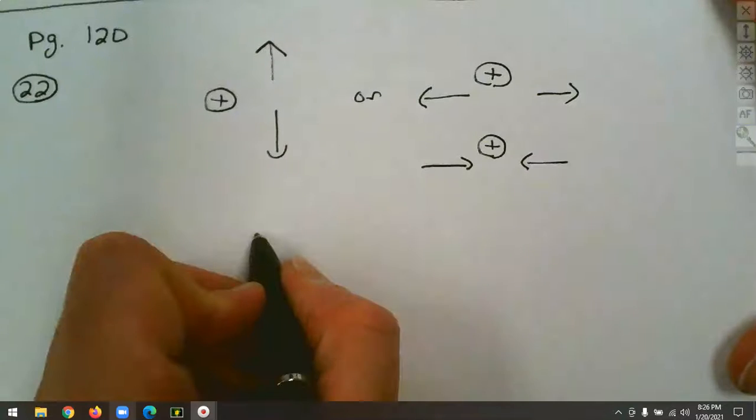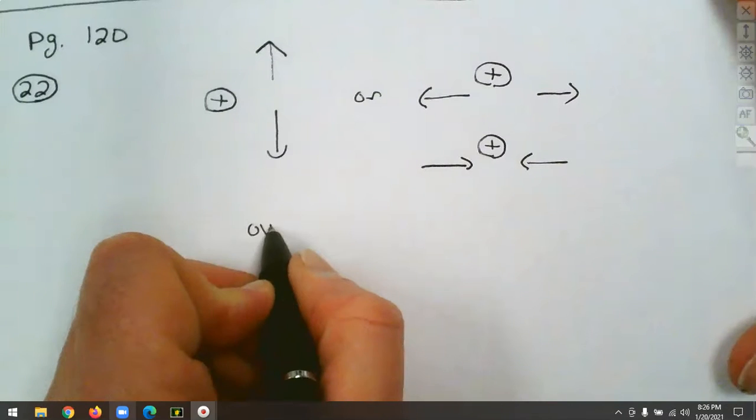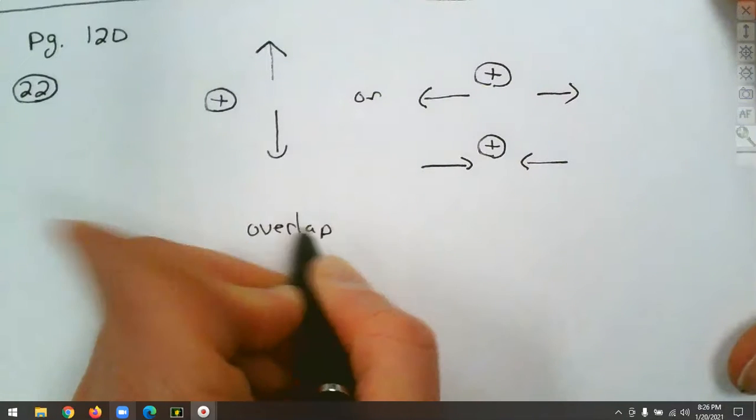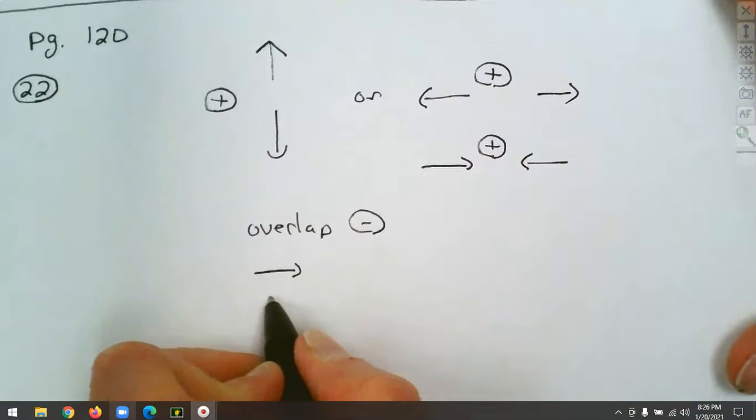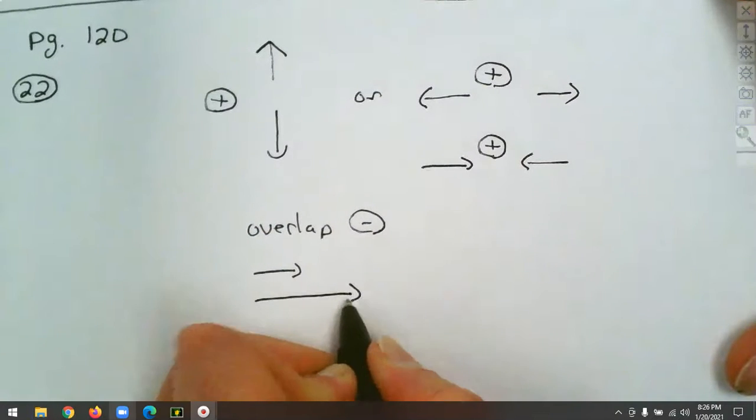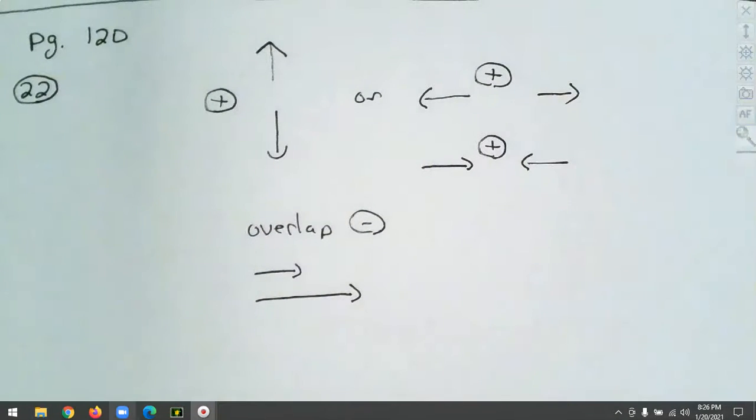If they overlap, it's subtraction. So that would look like that, and that would be like two cars in a race on a racetrack. One's ahead of the other one, and we want to know by how much, so we subtract. So if they overlap, we use subtraction.